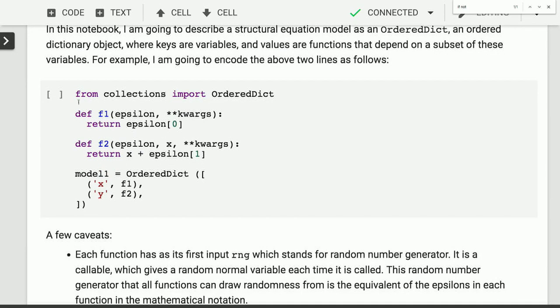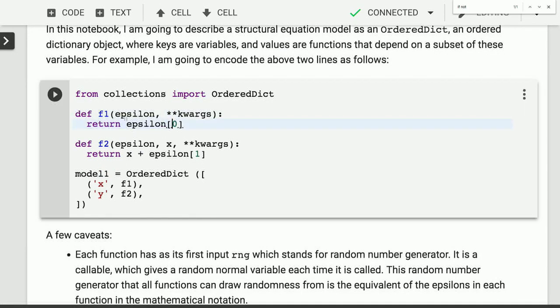So here is what I'm going to do. I define these 2 functions, f1, which depends on the whole vector of epsilons, and it simply returns the first epsilon. So this is the equation that instantiates x. And f2 also depends on the vector of epsilons, but now it also depends on x, and it returns x plus epsilon 1.